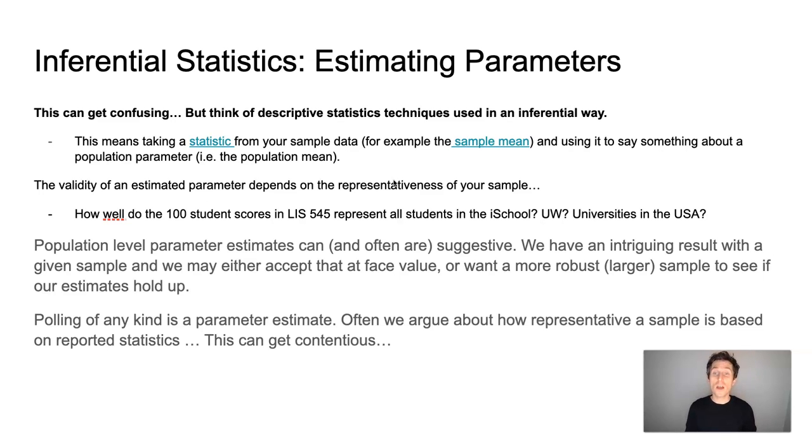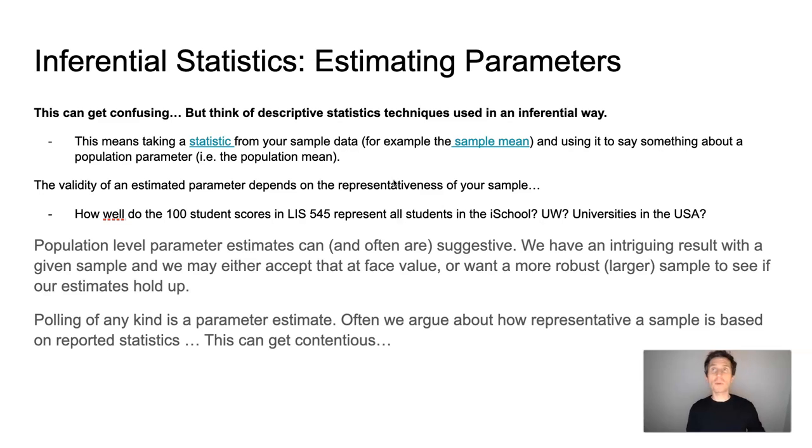So think of estimating a parameter as being about how a descriptive technique can be used in an inferential way. Oftentimes this means we're going to take a statistic that's descriptive about our sample data, say our sample mean, and use that to say something about the reliability of how well that sample generalizes to a population. That is, if we have a mean of our sample and it's representative, it should be similarly a mean of our population.